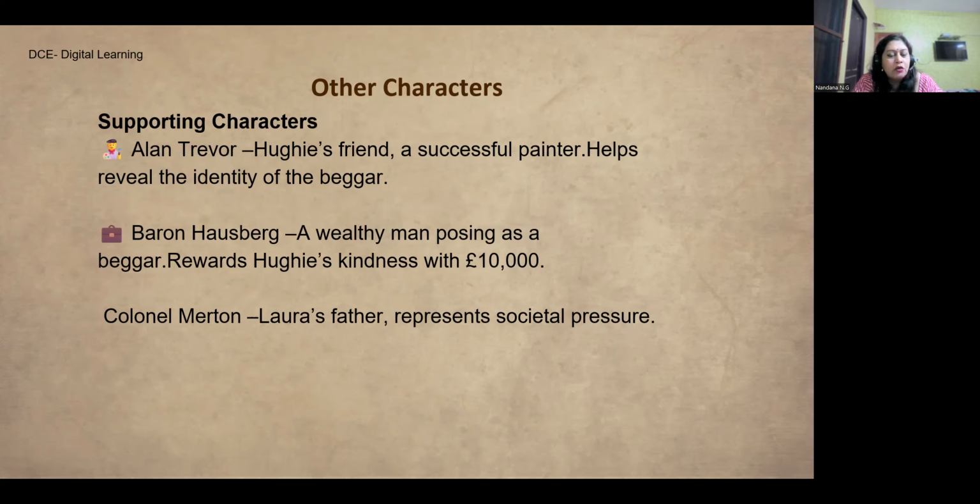Colonel Merton, Laura's father, represents societal pressure. He is not a bad man. He is not a villain as such. But as a father who expects the best for his daughter, he is pressurized by the society of those times. And as a result, he asks, or he orders Huey to give 10,000 pounds as dowry.